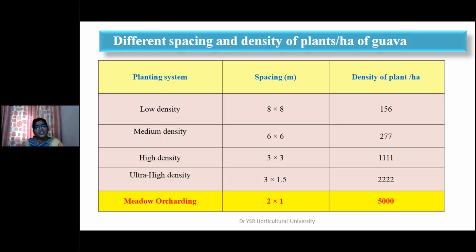So this table indicates different spacings. Is it visible? Am I audible? It's visible.